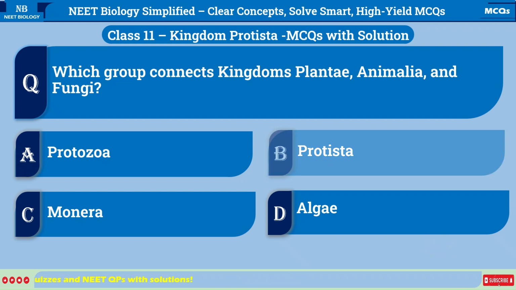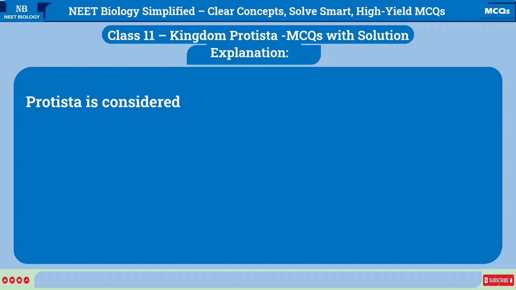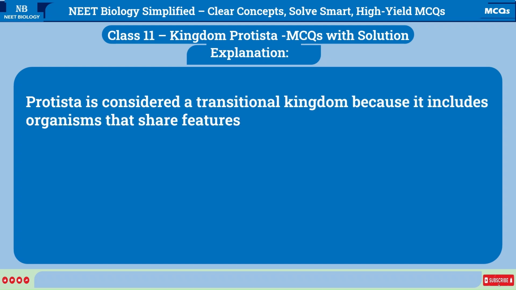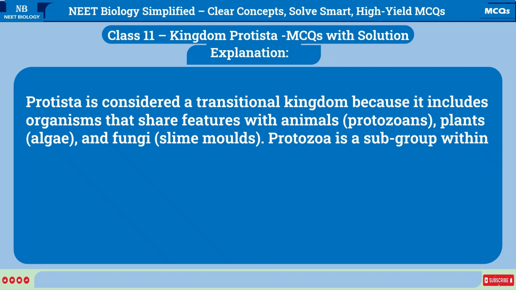Correct answer is B. Protista. Explanation: Protista is considered a transitional kingdom because it includes organisms that share features with animals, protozoans, plants, algae, and fungi, slime molds. Protozoa is a subgroup within Protista and does not include all the diversity.